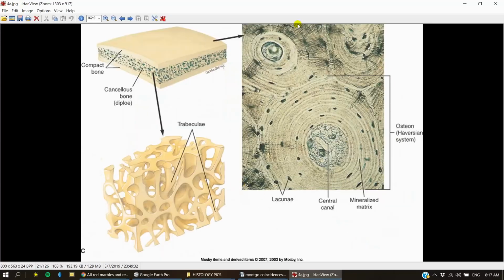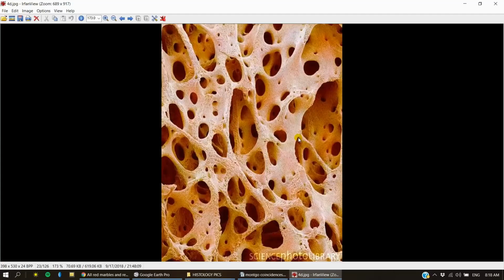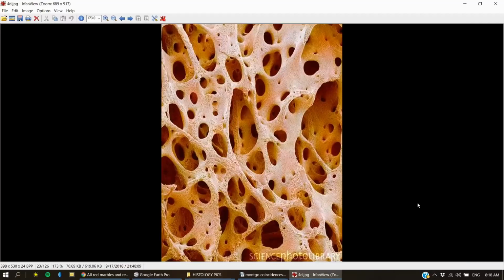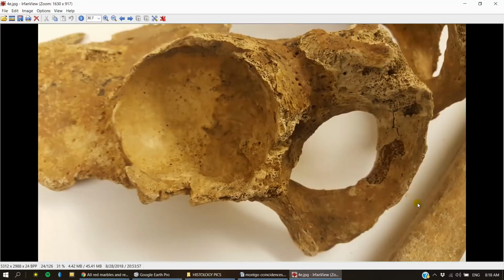This is looking at the cross-section of the compact bone. It looks like layers of a tree growing outward. And if we're talking about something the size of the mountain, then each one of these little lines would be, in the case of Montgo, something that's about 3-4 feet thick. So this is trabecular bone. If we look here, this is looking at it under a microscope, and you can see it's fractal in nature. You've got bigger and bigger holes going down to smaller and smaller and smaller holes.